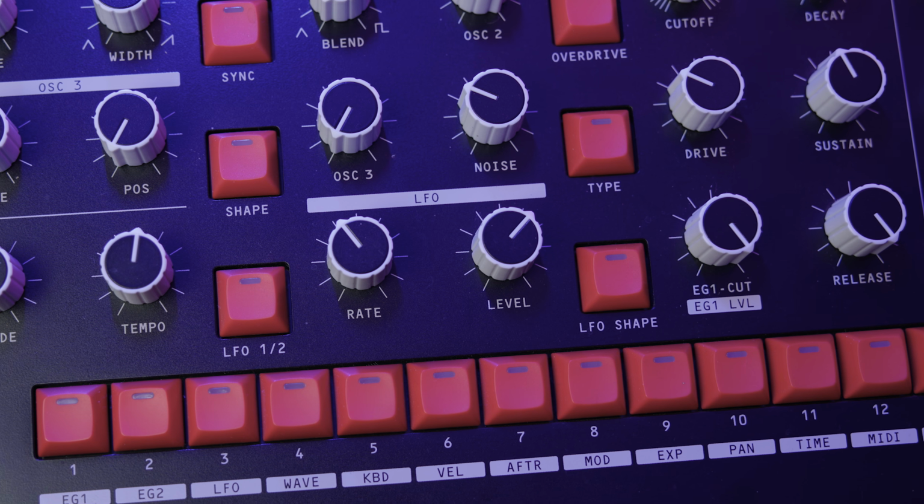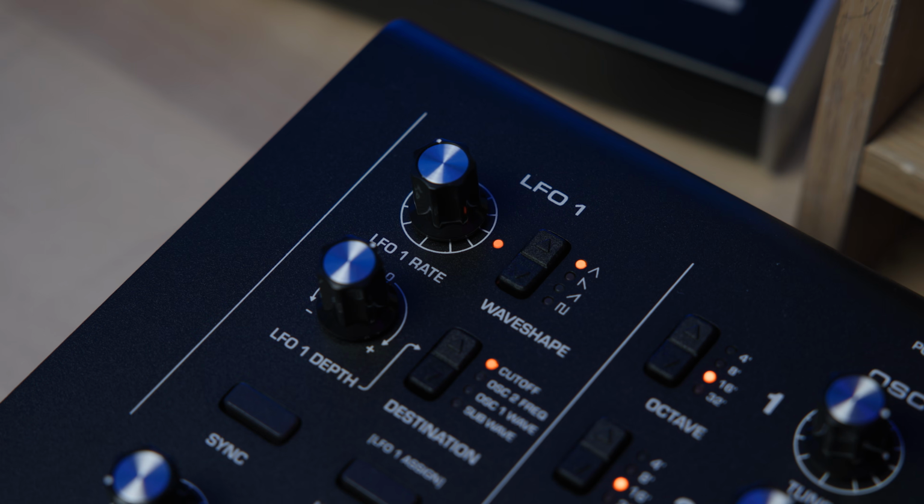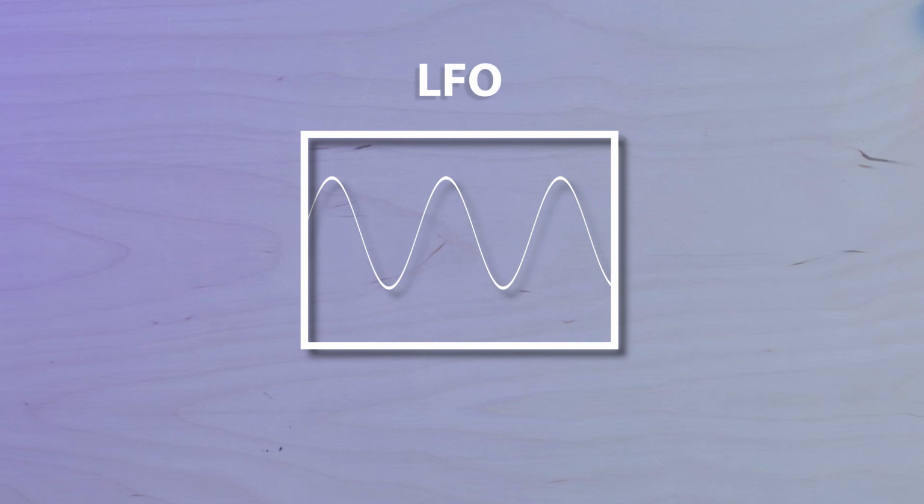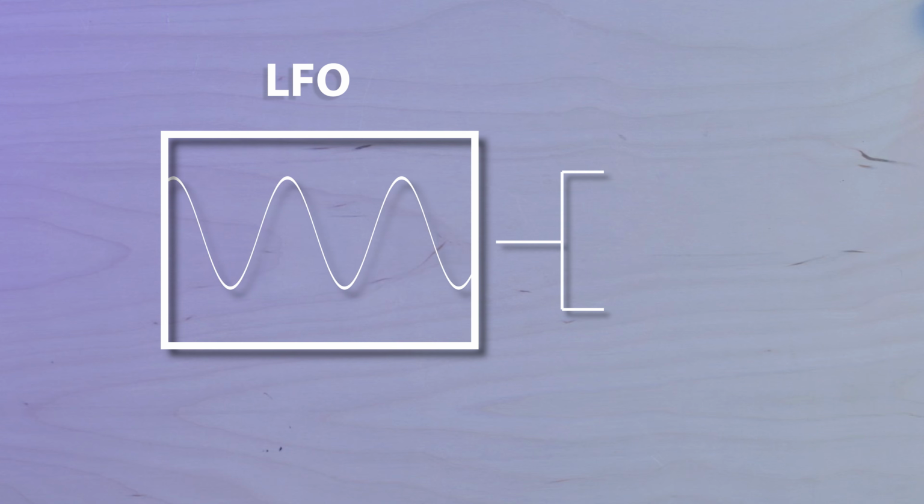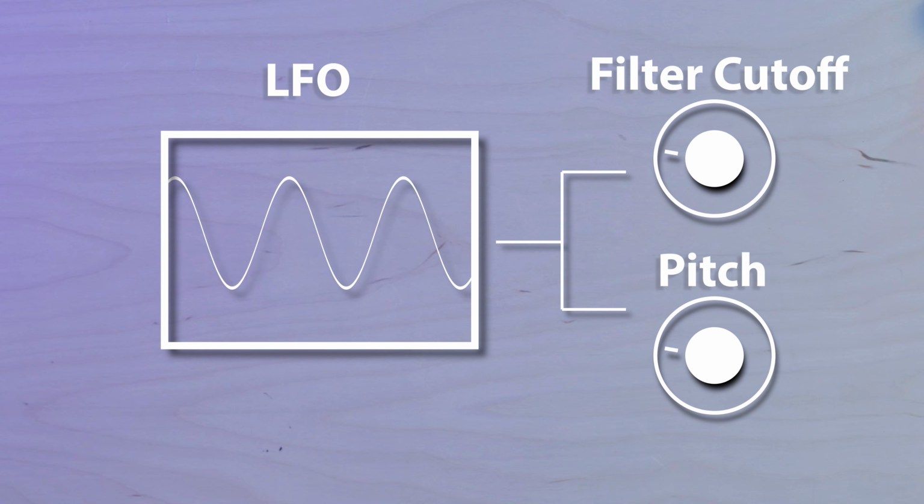LFO stands for Low Frequency Oscillator, and these are pretty much oscillators that generate frequencies below what the human ear can detect, and since these frequencies oscillate much slower, we can use them to animate other components of the synth, like for example the filter or the pitch. So a classic example of that is the classic vibrato effect, in which an LFO modulates the pitch slightly to create a vibration.